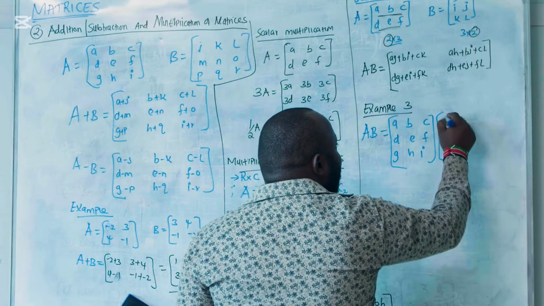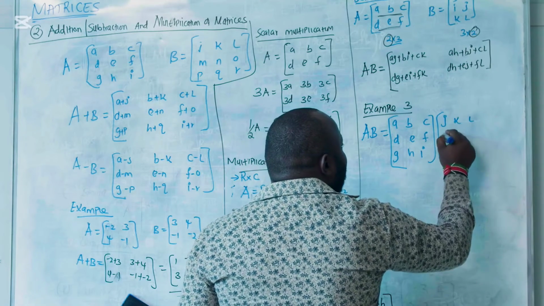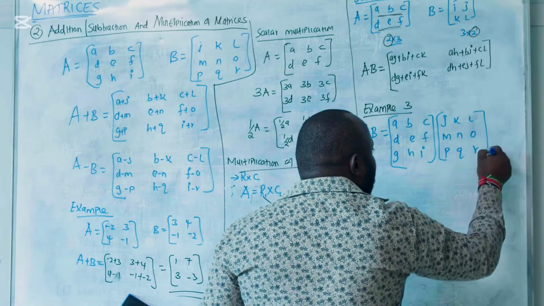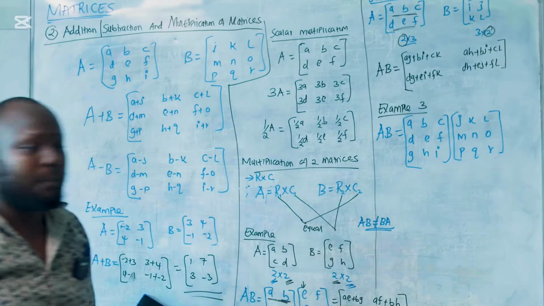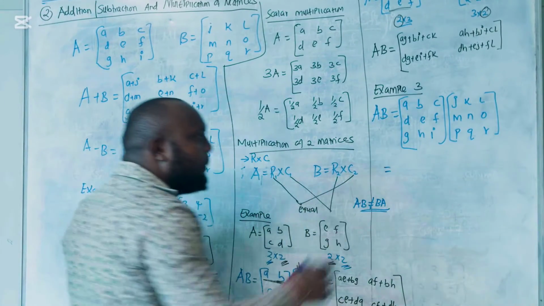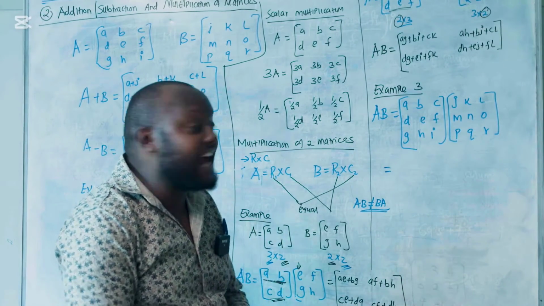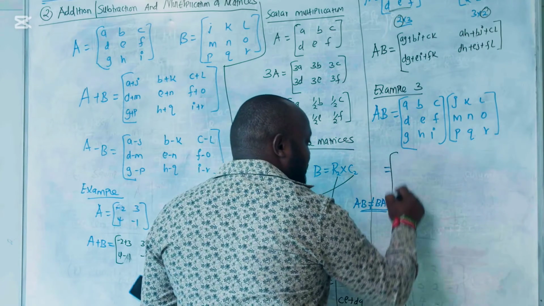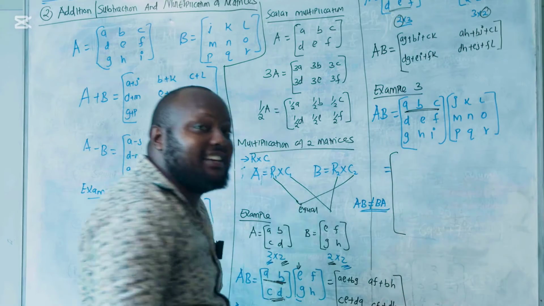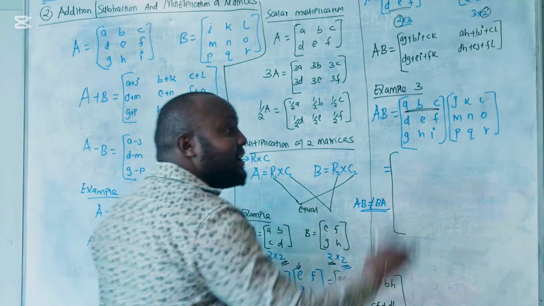Then we are multiplying with another one: J, K, L, M, N, O. So in this case, it's simple. Again, if you want to get AB, it is simple. We said row and column, so I'll put it here. So row, we start with the first row. It must multiply now the first column to get the first value.